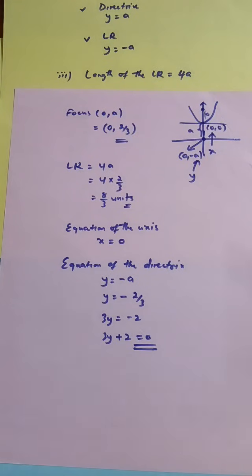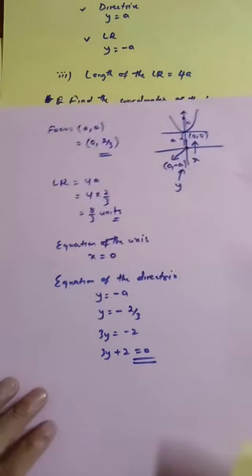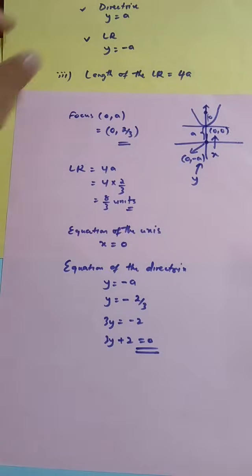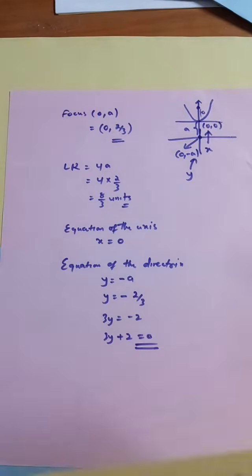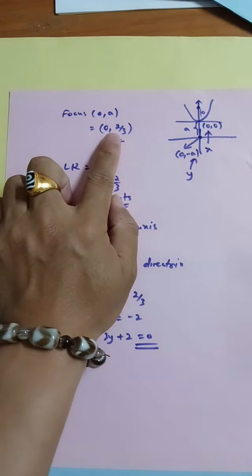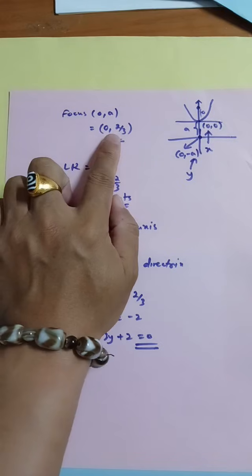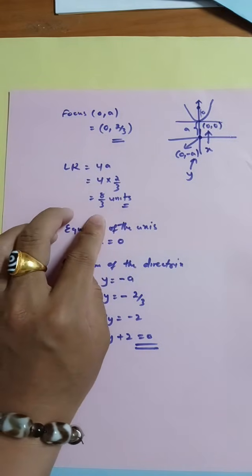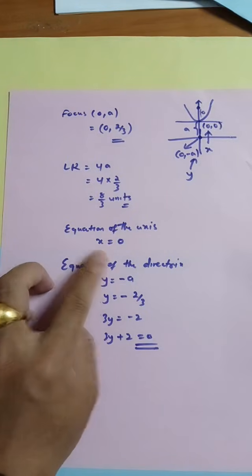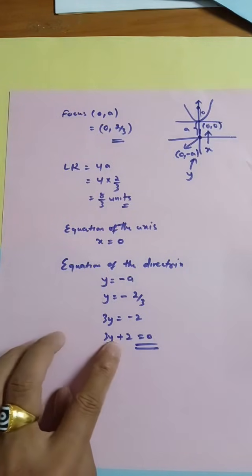Now finally, let us go to the left-handed parabola. I hope I didn't make a mistake. Let's check once. If I make a mistake, then it will be a total shame to upload this one. So let me check: the focus is (0, 2 over 3), the latus rectum is 8 over 3, the equation of the axis is x equal to 0, and I'm going to get 3y plus 2 equal to 0, which is okay, correct.